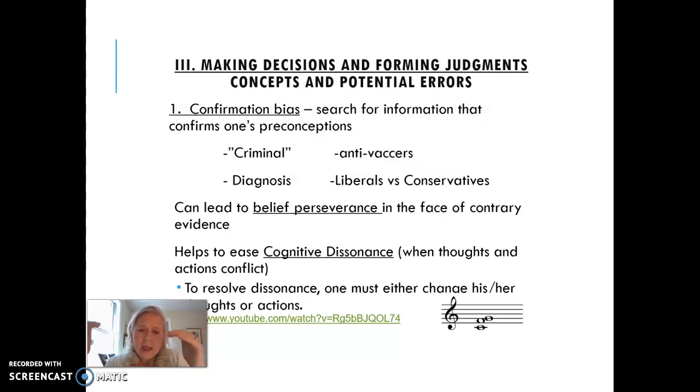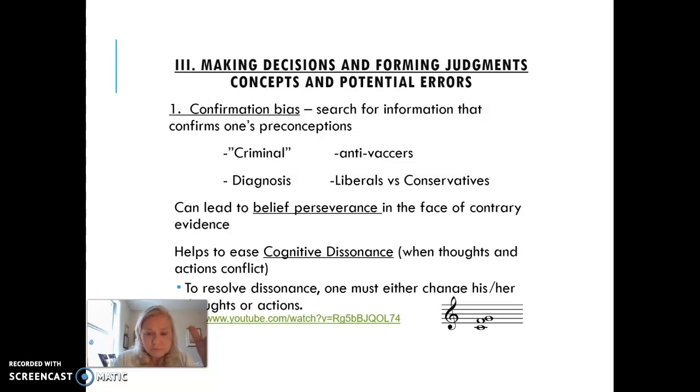So he could have continued to believe that it was a good place for him and ignore the actions that he found objectionable, or he could change his own action. What he did do was he changed his own action and he left the fraternity after one semester. So the reason why we have belief perseverance is to help ease that cognitive dissonance.